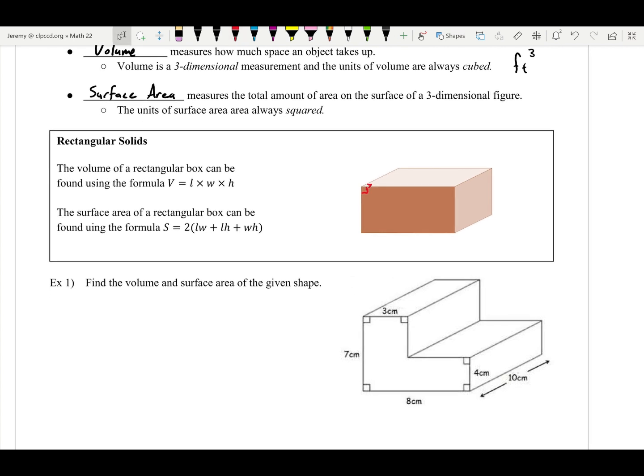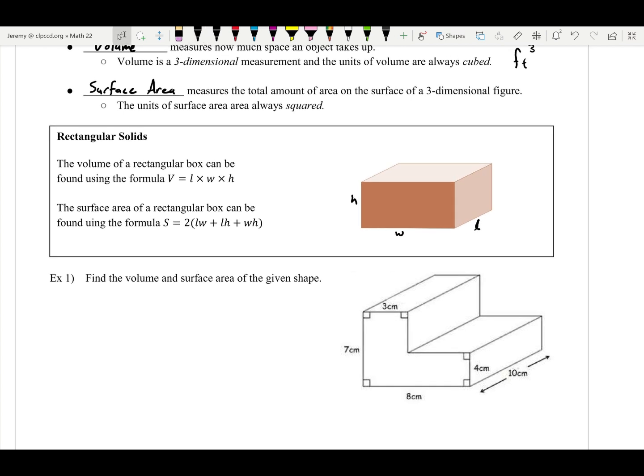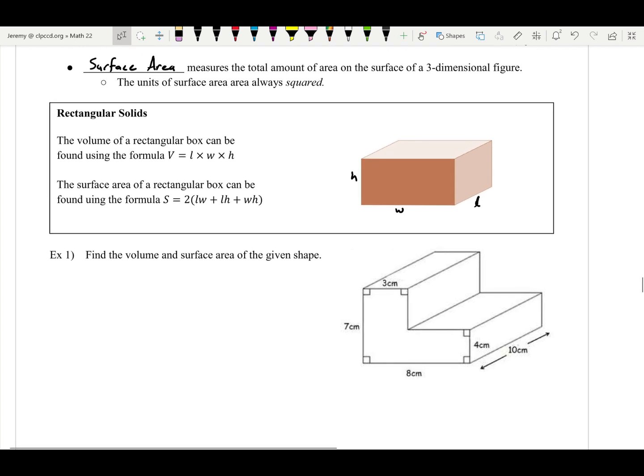The volume of a rectangular box can be found using the formula V equals length times width times height. It doesn't really matter what you call length, width, and height, but we could call this dimension length, this dimension width, and this dimension height. These are the 3 measurements that determine the shape of this solid. Multiply them together, and that gives you the volume.